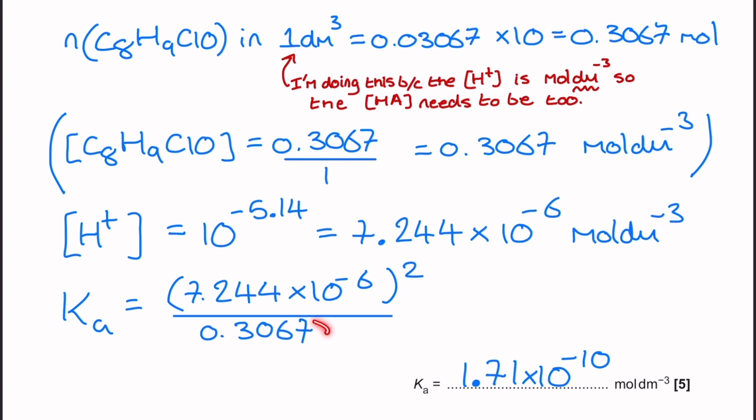Then what I need, since I've just achieved my denominator, is the numerator just here, which is the H plus ion concentration squared. I find the H plus ion concentration by doing 10 to the power of the negative pH, which was provided by the question. This quantity then gets squared, and it forms my numerator, giving me an answer for the Ka value as 1.71 times 10 to the power of negative 10 moles per decimeter cubed.